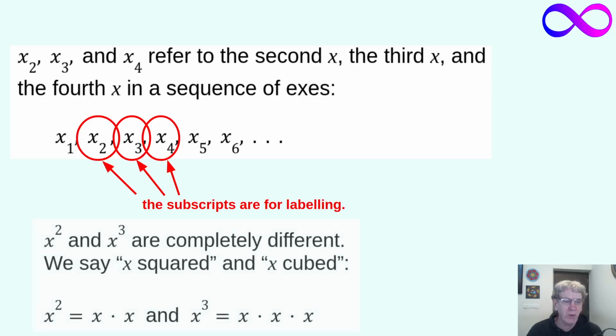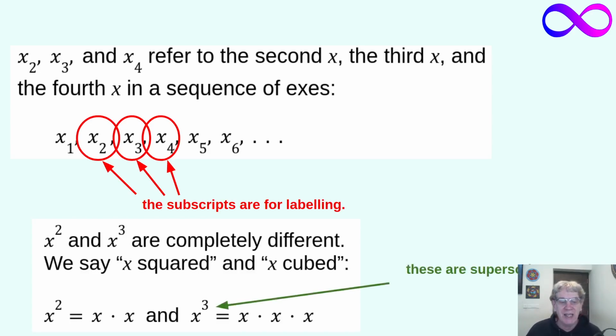Now contrast that with x squared and x cubed, that are completely different animals. Note that we say x squared and x cubed. We cannot call these x2 and x3, as many students often do, because x2 and x3 have a different meaning. They mean subscripts. So we say x squared and x cubed. And of course we have definitions, and definitions are best written as formulas, so we can say x squared equals x times x, and x cubed equals x times x times x.